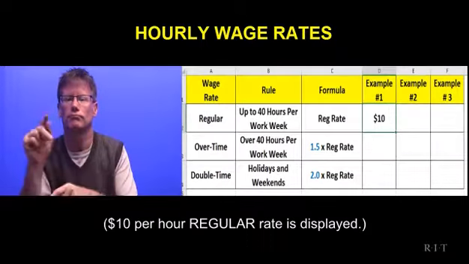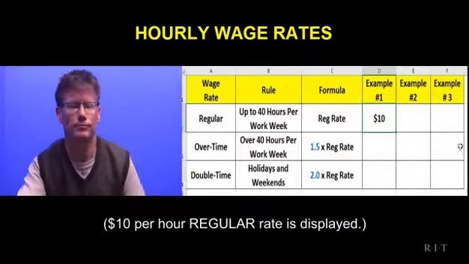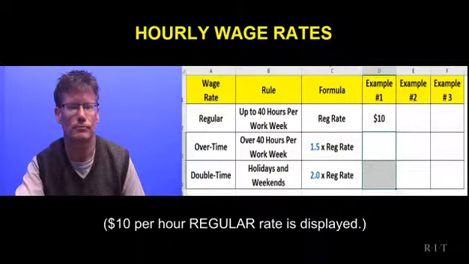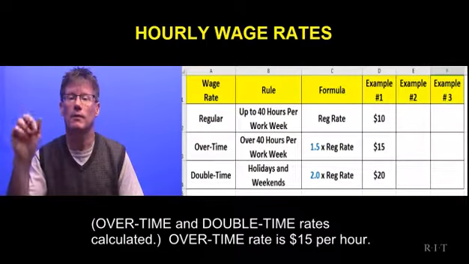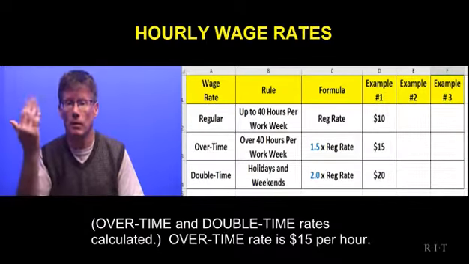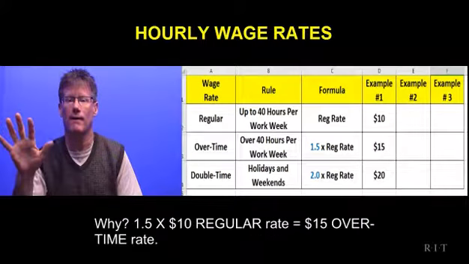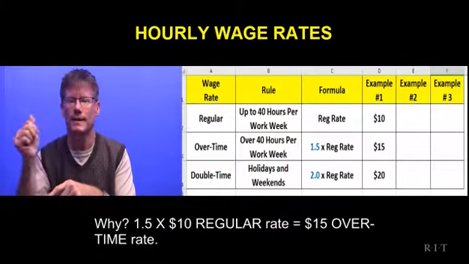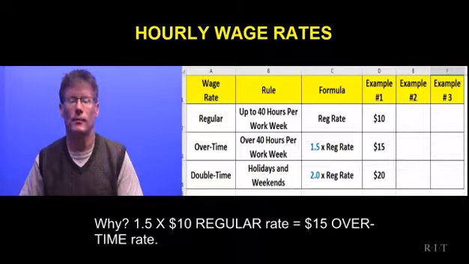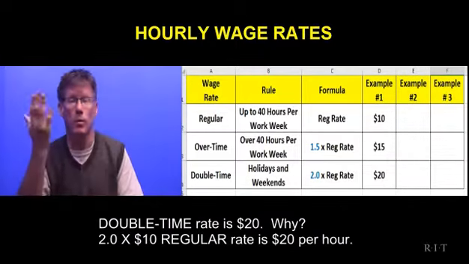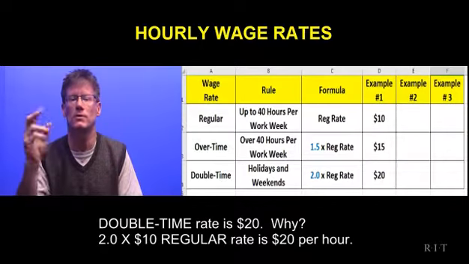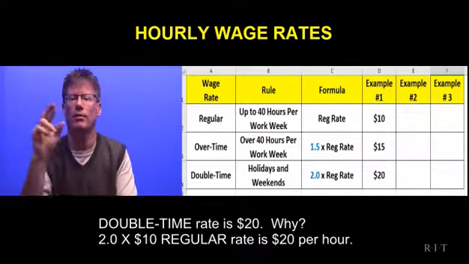$10 per hour regular rate is displayed. Overtime and double time rates are calculated. Overtime rate is $15 per hour. And why is that? It's 1.5 times $10, the regular rate. That's $15, which is the overtime rate. Double time rate is $20. And why is that? It's 2.0 times $10, the regular rate. So it is $20 per hour.